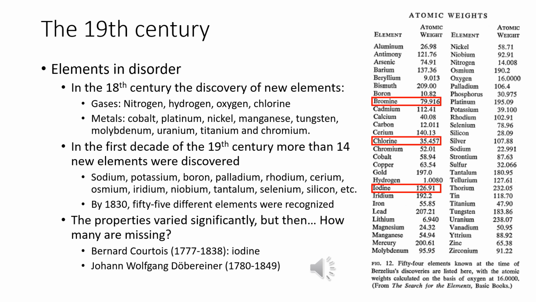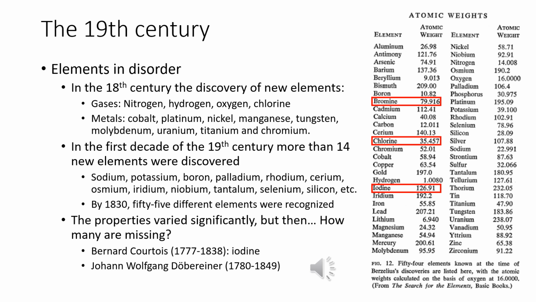But also we know that during the 18th century, several gases were already known and measured, and even Gay-Lussac himself was experimenting with them. Those gases were mainly nitrogen, hydrogen, oxygen, and chlorine. And some other metals were discovered, for example, cobalt, platinum, nickel, manganese, and so on. Mainly these metals were discovered in Northern Europe.